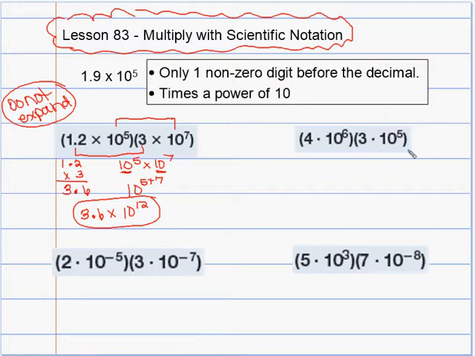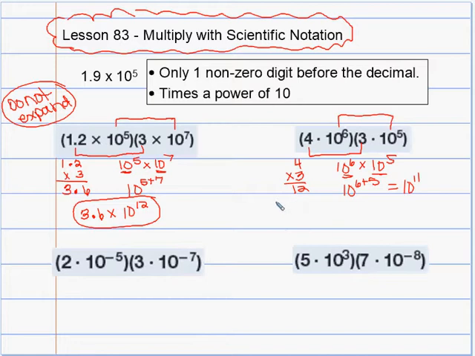Okay, let's work on this problem over here. Again, multiply the coefficients, the numbers times the numbers. 4 times 3 is 12. And then multiply your powers of 10. 10 to the 6th times 10 to the 5th. Like bases, so we keep the base and we add the exponents. 6 plus 5 equals 10 to the 11th power.